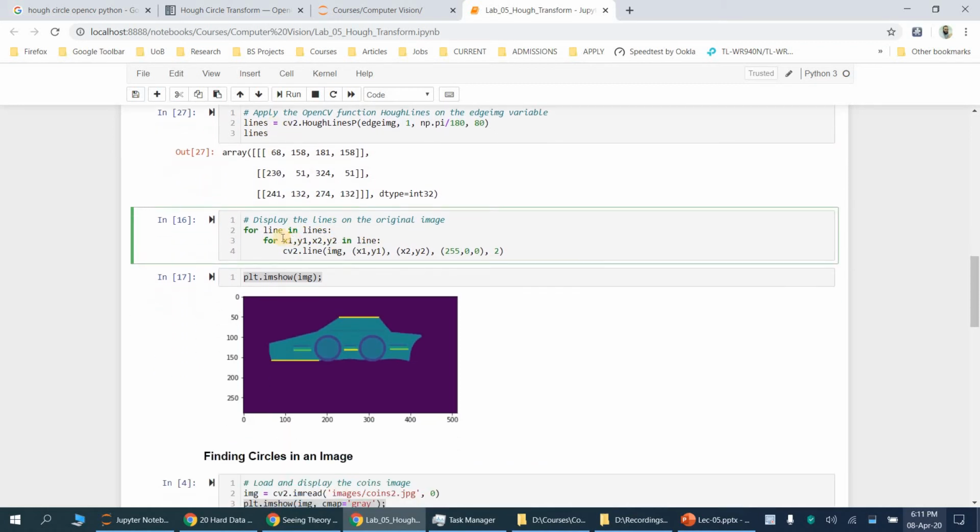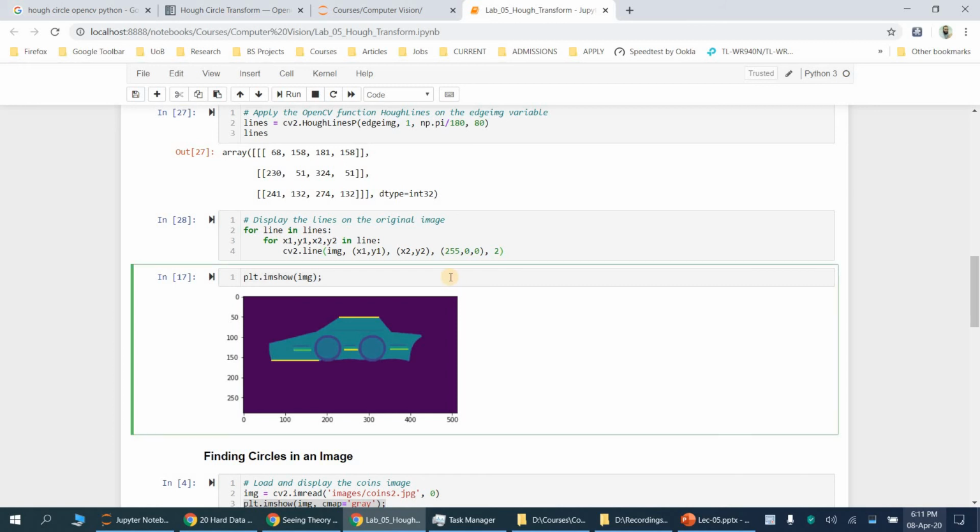You can use this small code. There are 2 for loops. The outer for loop goes through these lines one by one, and the inner for loop goes inside each line. It picks the 4 values x1, y1, x2, y2 and draws a line on the image. We have done it before. So here it is.